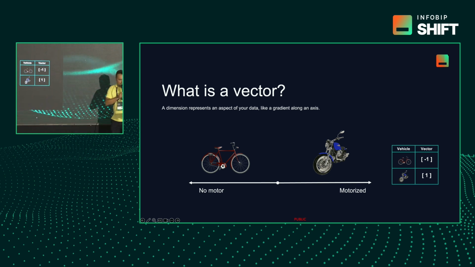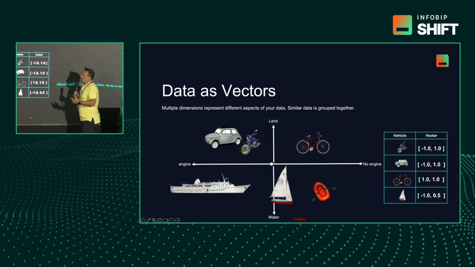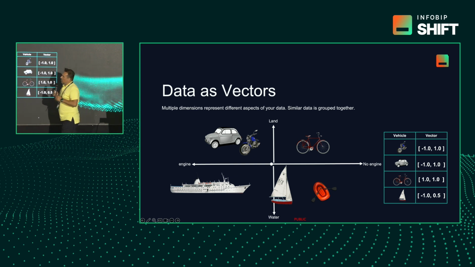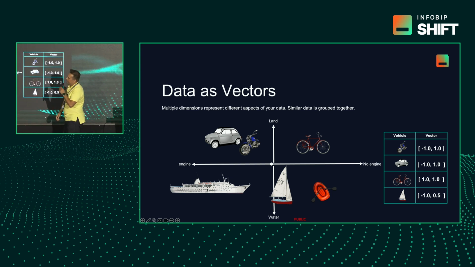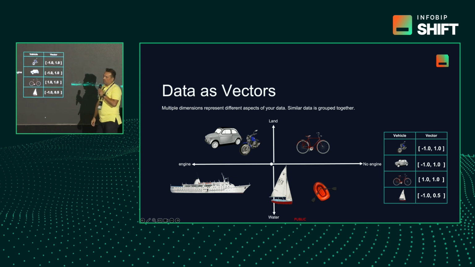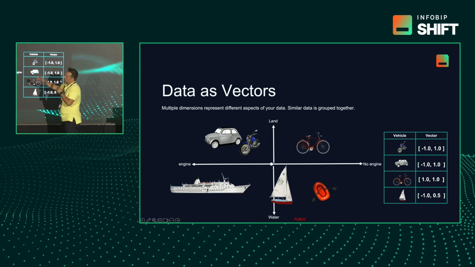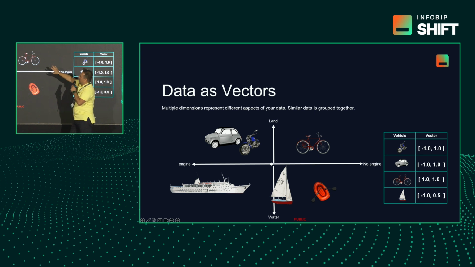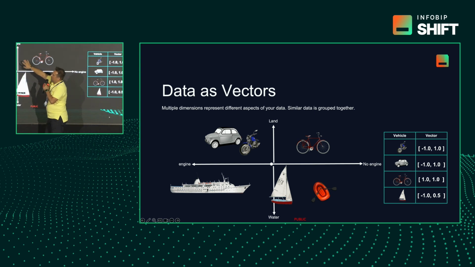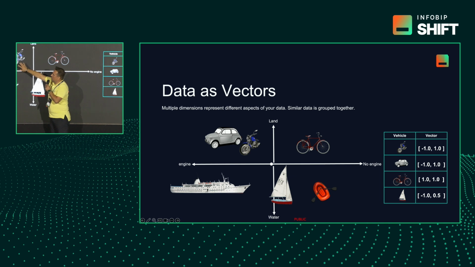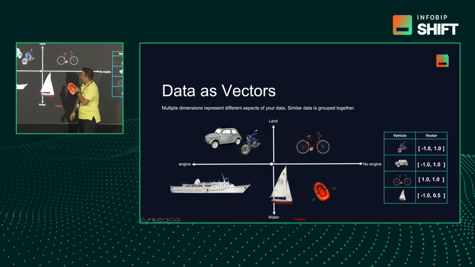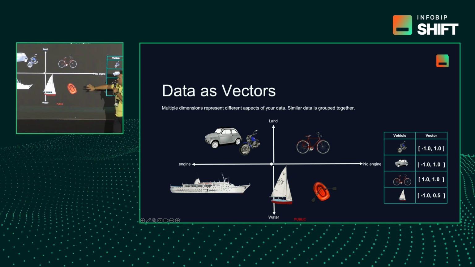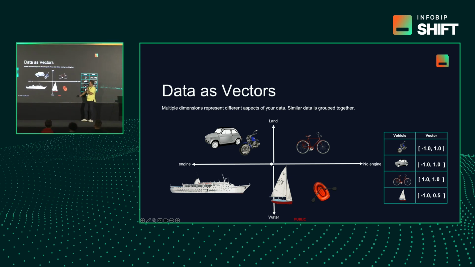So to keep it a little bit more complex, we have here a multi-dimension representation of the vector. So what you see here is that similar data is grouped together. So we have basically no engine vehicle that is moved on land. We have engine vehicles moved on land. We have here vehicles that are moving on water and with no engine and engine. And you see there is a sailing boat which may have an engine.